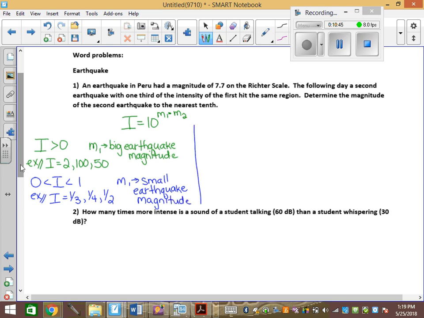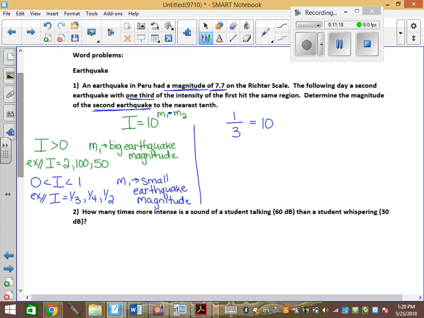So let's read the question. An earthquake in Peru has a magnitude of 7.7 on the Richter scale. The following day, a second earthquake with 1/3 of the intensity of the first hit the region. Determine the magnitude of the second earthquake. So we know our intensity is 1/3. So I'm going to fill 1/3 in for I equals 10. Now M1, because my intensity is small, my M1 is small earthquake magnitude.